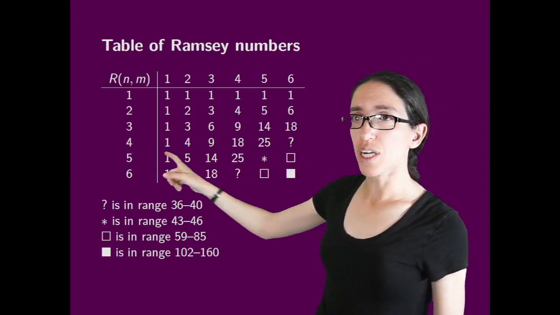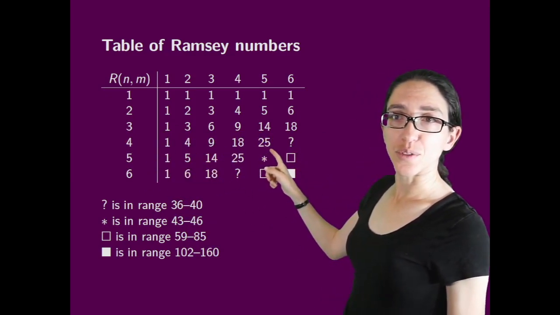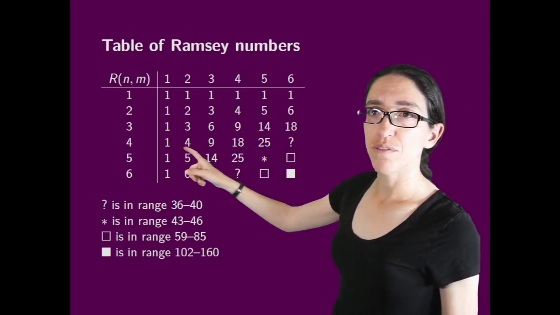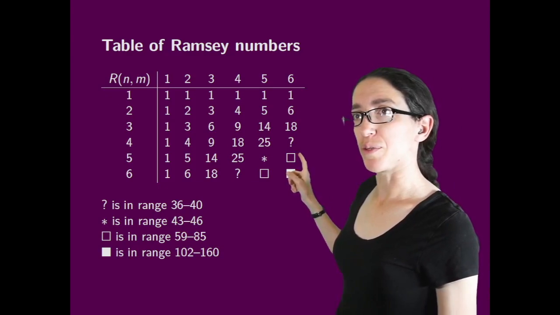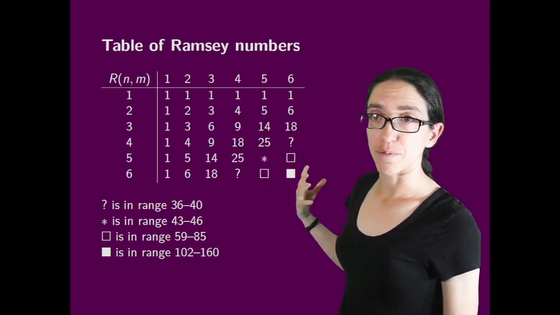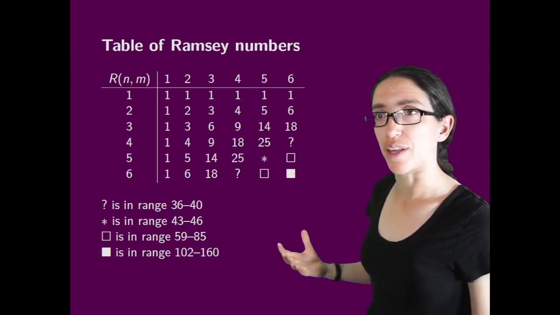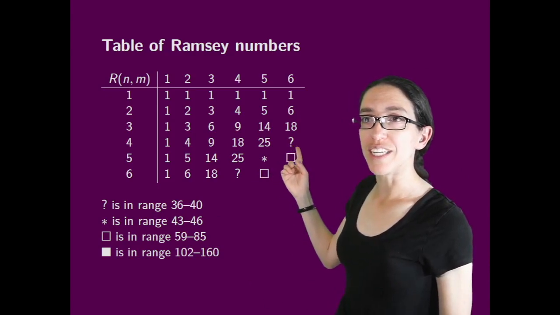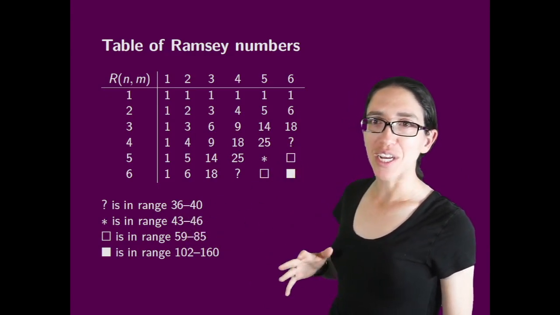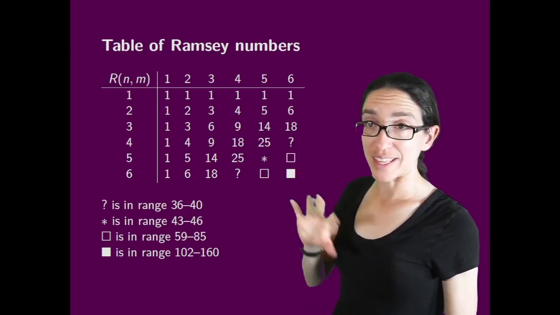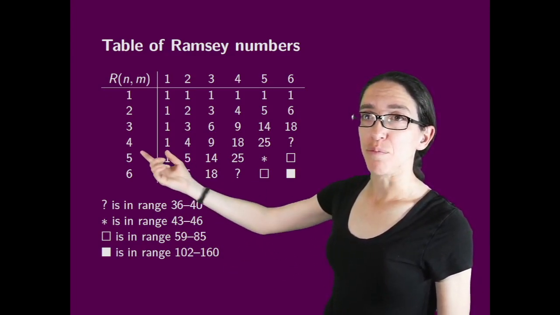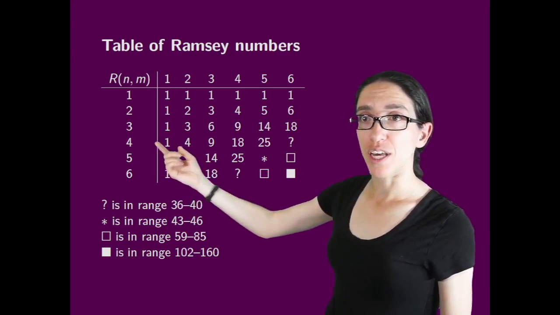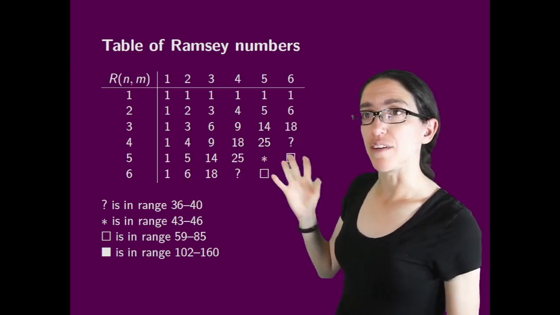And then R(4,n) is only known up to n equals 5. So we have 1, 4, 9, 18, 25, and then we don't know what the Ramsey number R(4,6) is. There have been computer calculations and papers written on this, and we know that whatever it is, the question mark, it's somewhere in the range between 36 and 40. You need that many dots to guarantee that you'll have either a monochromatic 4-clique of the first color or a monochromatic 6-clique of the second color.